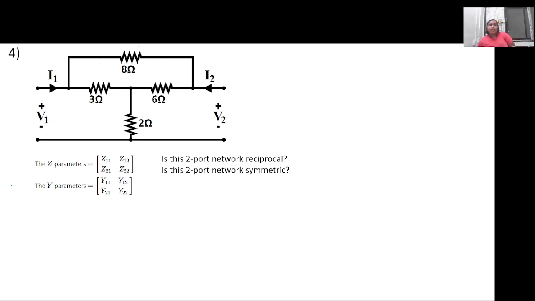So in this case, you have to find out the Z parameter. From there, you have to find out the Y parameter, and you have to comment whether this two-port network is reciprocal and if it is symmetric. So the reciprocal and symmetric conditions I have mentioned earlier. Sir has also derived the reciprocal and symmetric condition before. In case you have not seen it, please do. So this is the circuit that is given.